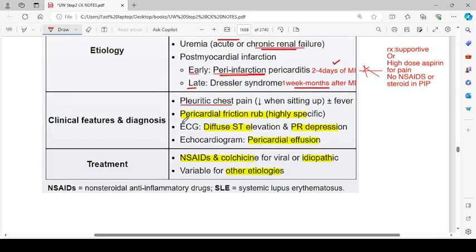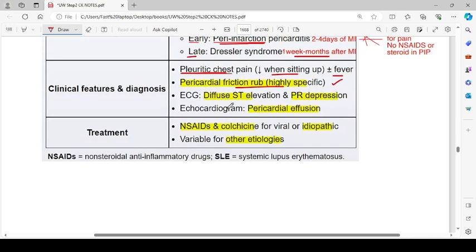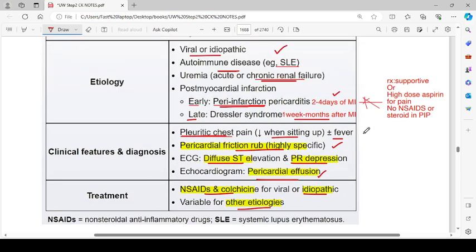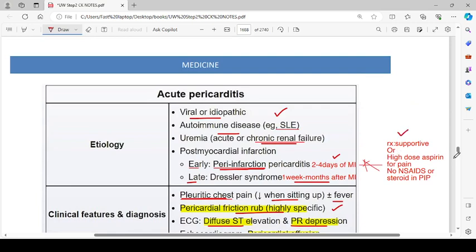The clinical feature and diagnosis: pleuritic chest pain that decreases when sitting up, with or without fever. The pericardial friction rub is highly specific. ECG shows diffuse ST elevation and PR depression. Echocardiogram will show pericardial effusion. Treatment is with NSAIDs and colchicine for viral or idiopathic causes, and variable for other etiologies. For post-infarct pericarditis, treatment is supportive or high dose aspirin for the pain, with no NSAIDs or steroids. Yes, in post-infarct pericarditis, you're not supposed to give NSAIDs, nor steroids. Give aspirin or colchicine.